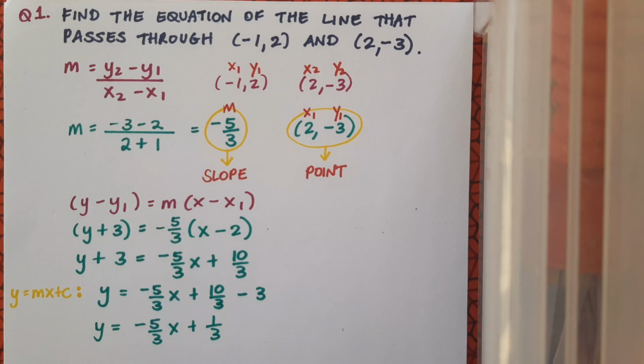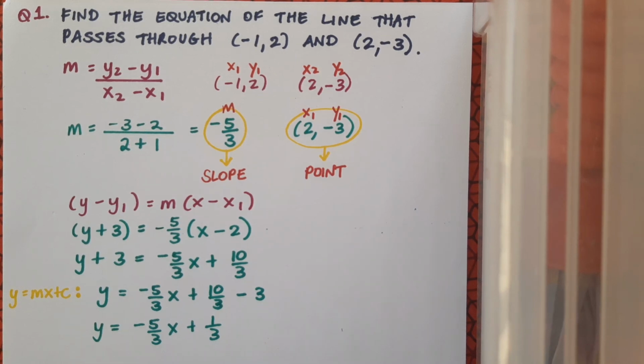So it's important to note that as long as you have the slope of that particular line and then any point at all along that line, you always should get the same equation in your final answer.